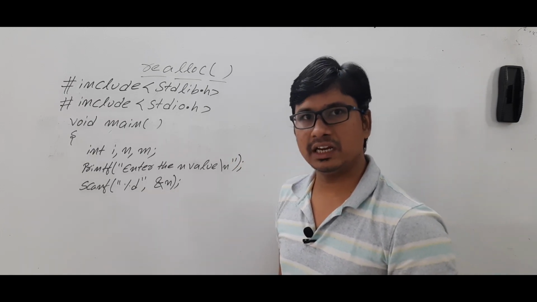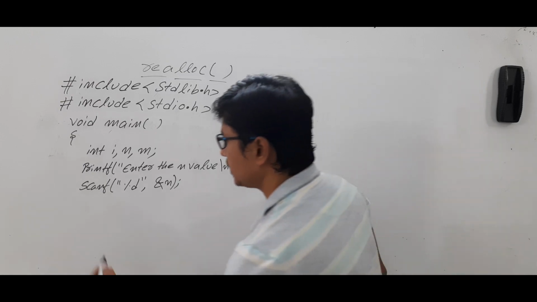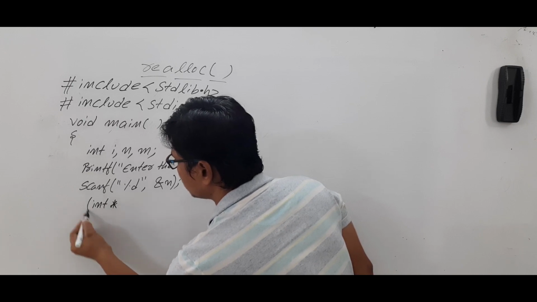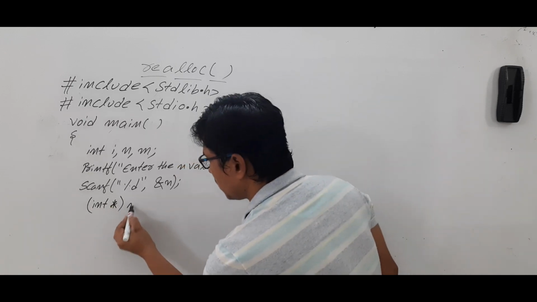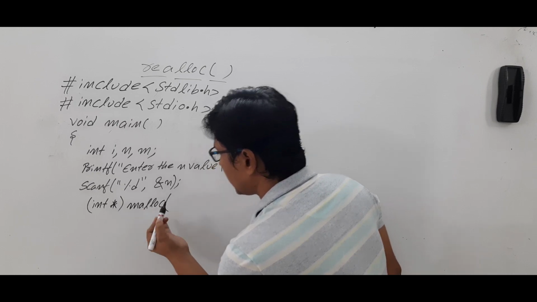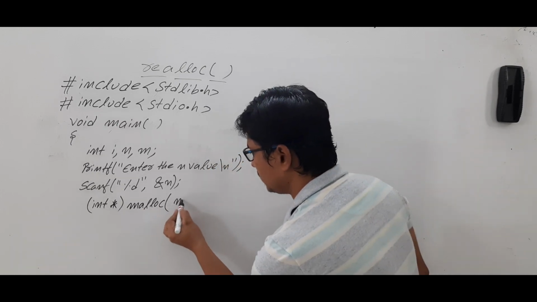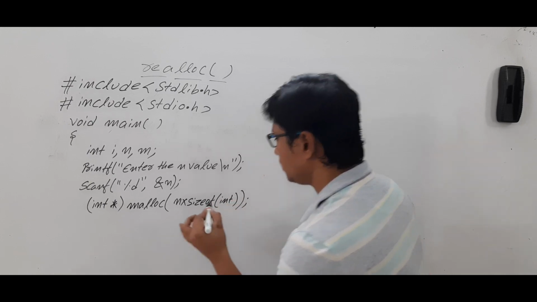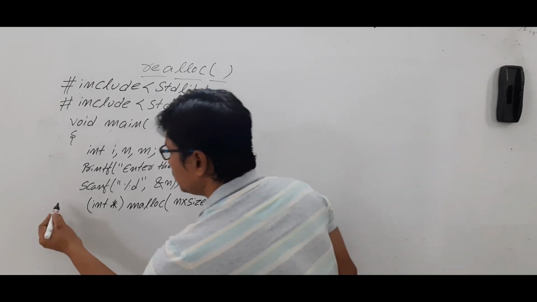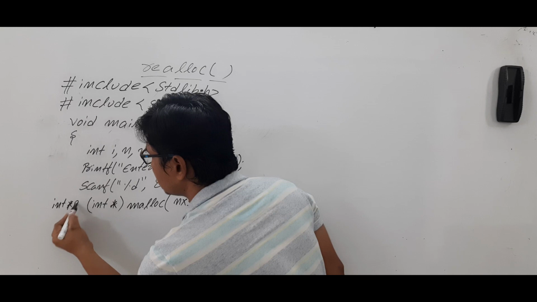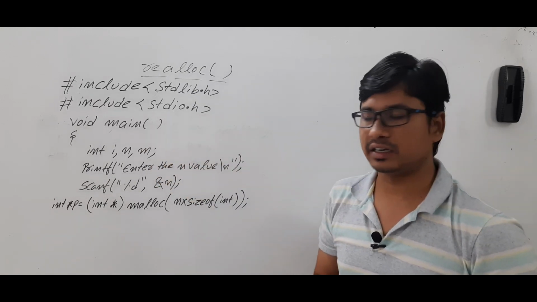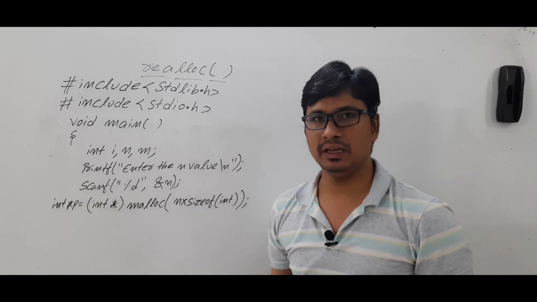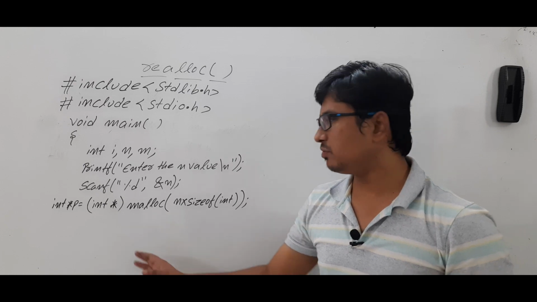Now I want to create the memory using realloc dynamically to store some integer constants. So you have to do the typecasting to return the integer pointer, and you have to write the realloc function with one parameter as n into sizeof(int), because you want to store integers. Then you have to declare an integer pointer and assign this. So if the memory is successfully created, the base address or the starting address of that block will be assigned to the p. If the memory is not allocated, then it will return the value null.